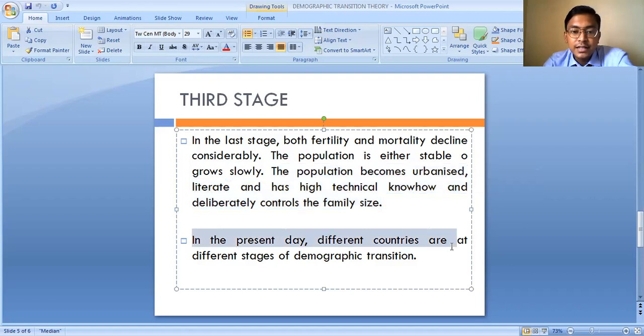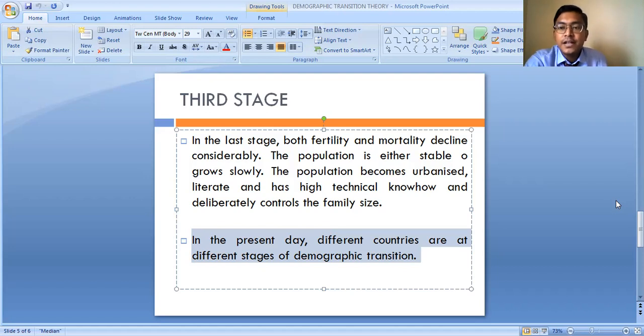In the present day, different countries are at different stages of demographic transition, depending upon the level of social and economic development.